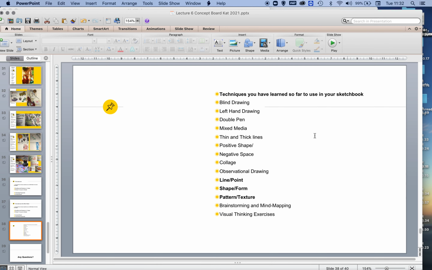Just a reminder, when you're doing these, think about the techniques that we've learned so far in your sketchbook. Blind drawing, left hand, double pen, mixed media. Nobody reverts to grey pencil here. Use your thick and thin lines, your negative space. You can use cutouts and collage, line, point, shape, pattern, texture. We've done now also brainstorming and mind mapping, and we're going to do some visual thinking exercises for our doodling.